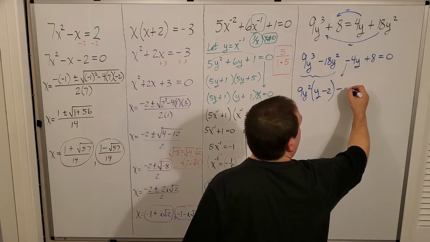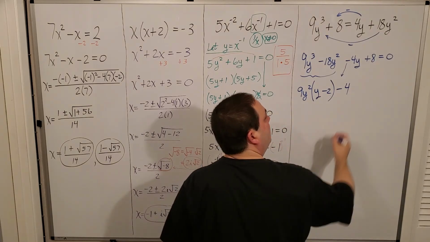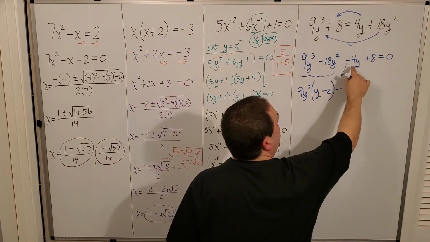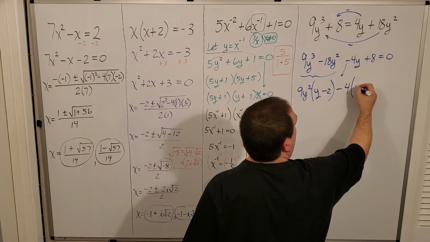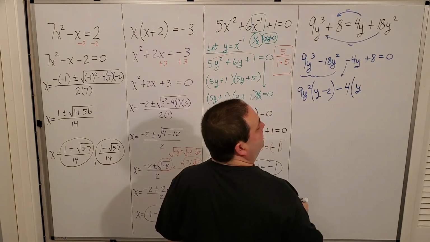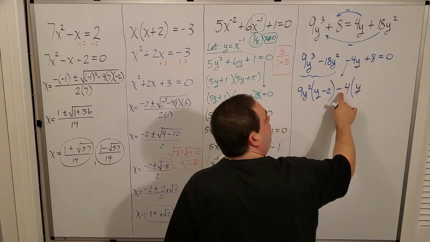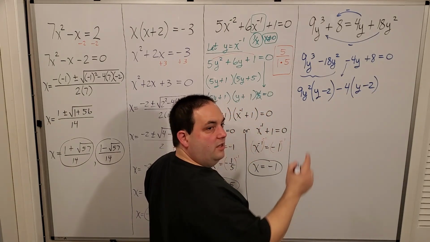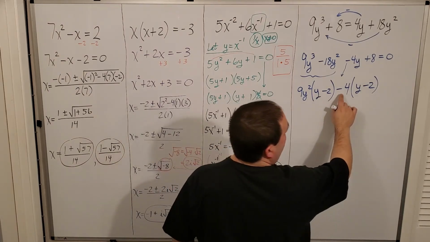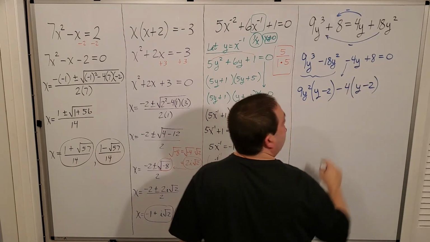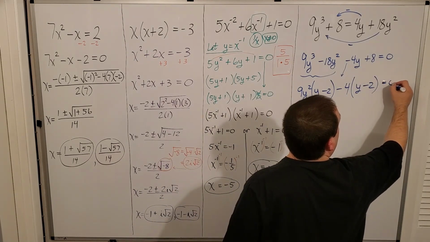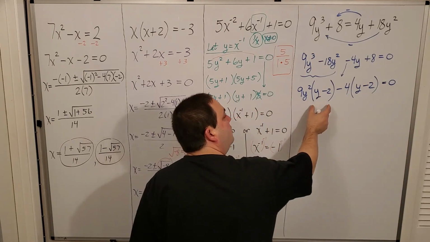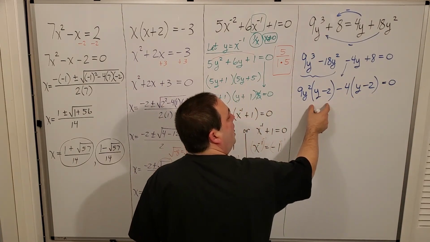4 and 8 have a 4 in common. So that's what I'll be dividing. Negative 4 divided by negative 4 is 1, so I'll get just y. 8 divided by negative 4 is negative 2. That's important. I divided by a negative. Double check. Negative 4 times negative 2 does give me 8. So that's still correct. I then notice that y minus 2 is in common.